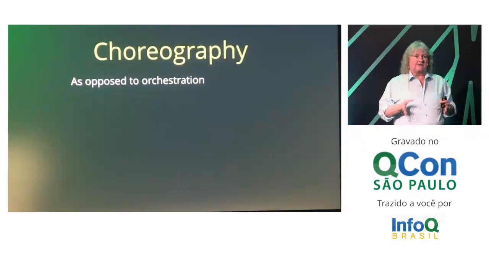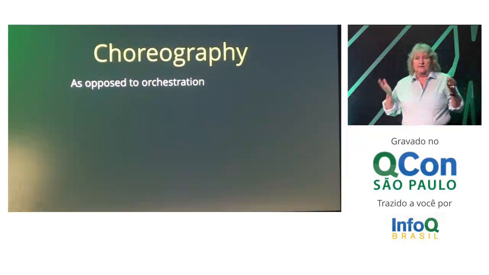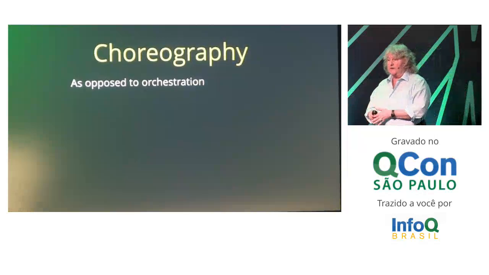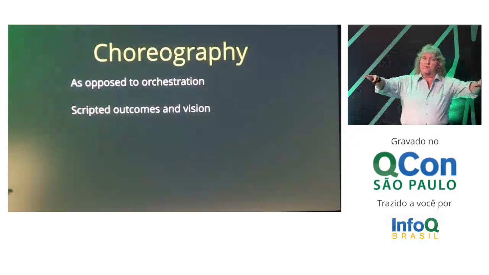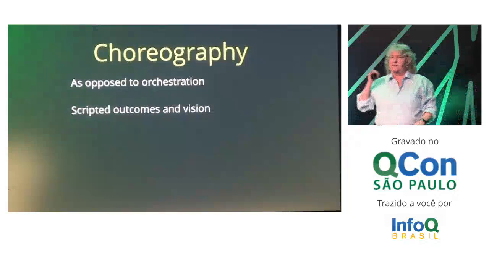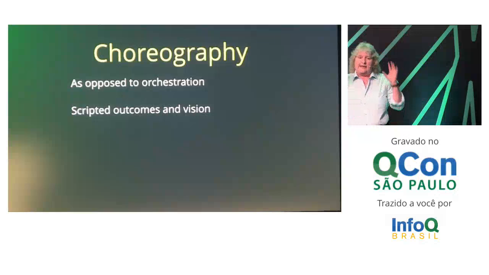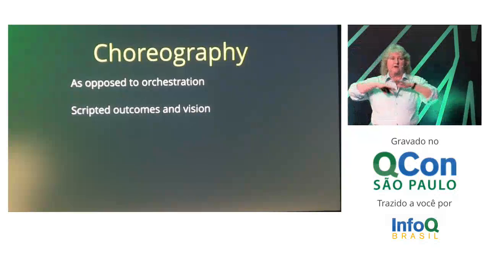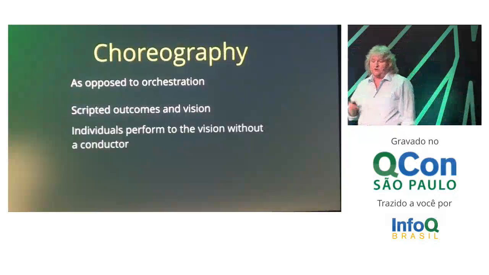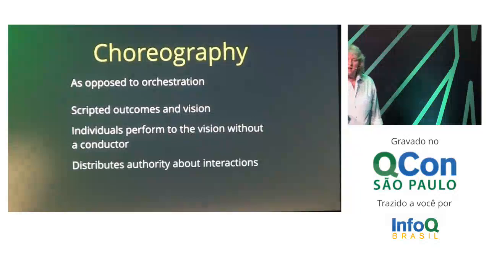If the conductor falls off the stage, eventually the orchestra stops because they don't know what to do. That's orchestration. Choreography is different. Choreography, think of a dance performance. The choreographer is not out there in the performance pointing to people and telling them what to do. Each one of the individual performers knows what the outcome is supposed to be. They understand what it is that they're individually trying to achieve. And they perform to that vision. And they respond when things change.